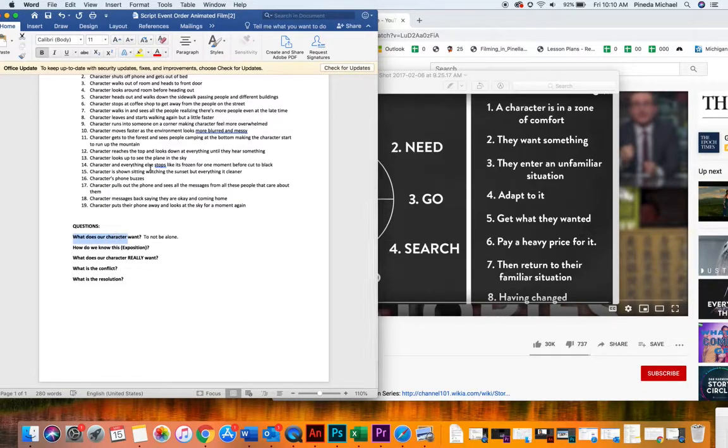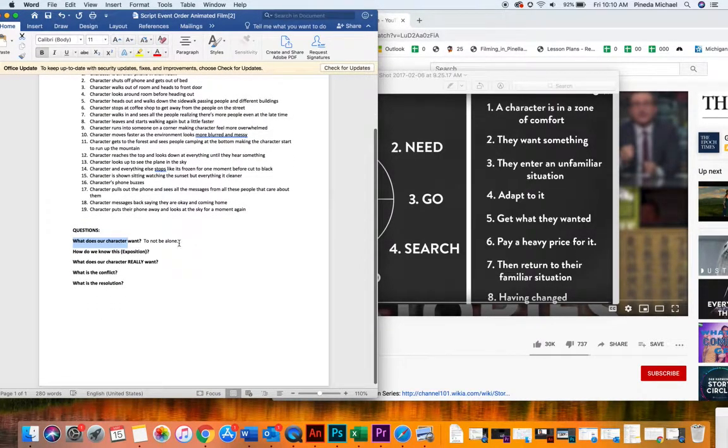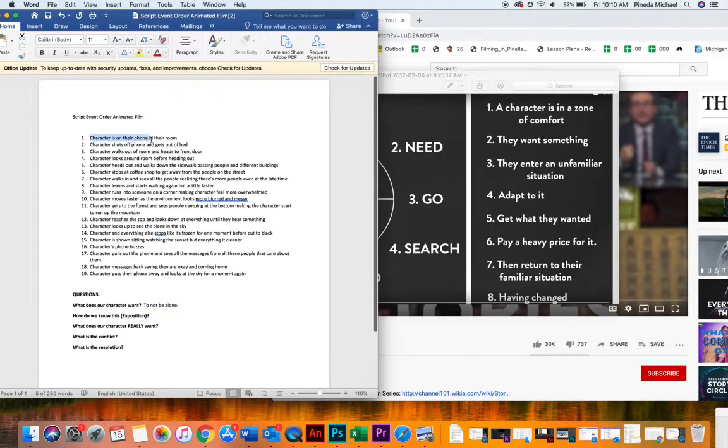My example is, I'm going to do the opposite of yours, just because I think it's interesting. To not be alone. So what does the character want? To not be alone, right? How do I know this? We call this exposition. How do I know that your character on the bed with their phone wants to get away from everybody? An audience would have no idea what's going on throughout the majority of your story because you haven't told them on the front end what it is that character really wants. That's what we call exposition, which is fundamentally important to a story.